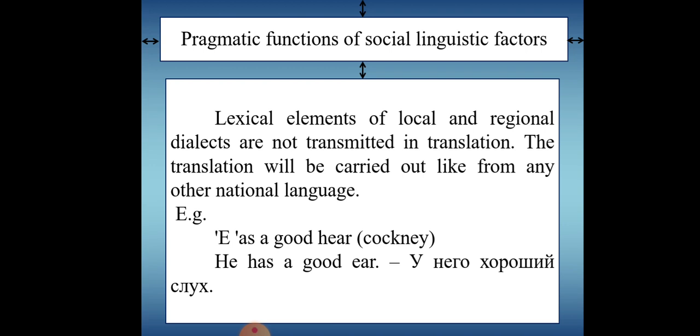For example, he has a good ear. That's a Cockney dialect. The translator, when he translates, first corrects it, changes it into a normal language, then gives translation. He has a good ear. У него хороший слух.